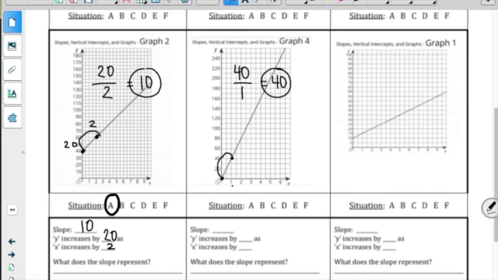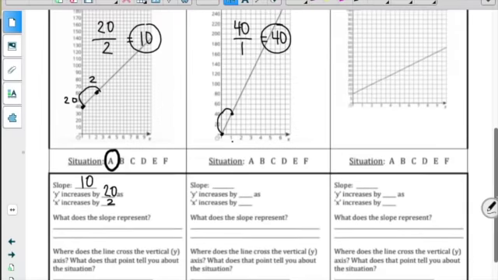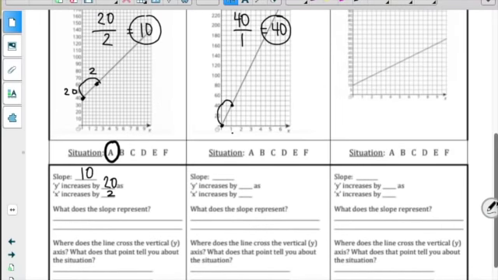What does our slope represent? What is happening with this 10? Well, each month he has to pay $10. And that's why the total cost that you've paid goes up by 10 each month. So that is your monthly tablet plan. So the slope represents $10 each month for the tablet plan.